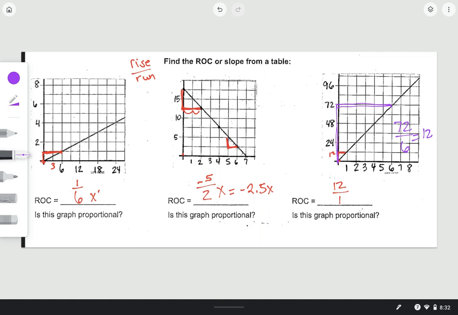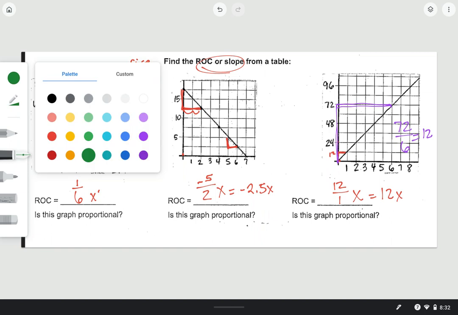So it doesn't matter which one you use, just make sure you're actually picking points that are on the line. You can't assume that it's 1/2 because you don't know. It has to be exactly on the line. So that is how to find the rate of change or the slope. You're going to see both words on a graph.